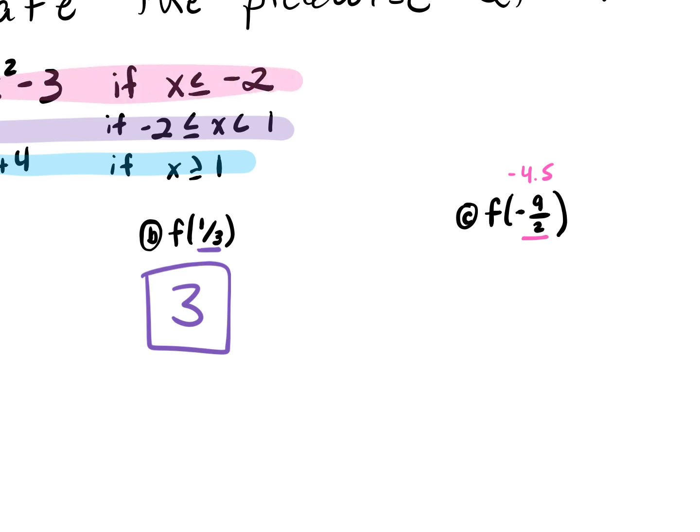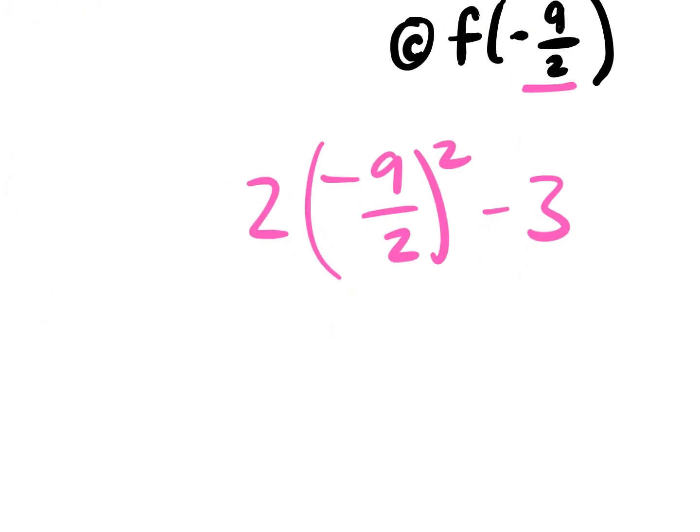So let's plug it in. I'm going to plug it in as the fraction, -9/2 squared times 2 minus 3. So here we actually have to do some math. What do I do first? Make sure you follow your order of operations. We have to square it first. When we square a fraction, what do we do? Square the numerator and the denominator. So what's 9 squared? 81. Over 4. Perfect. Times 2.